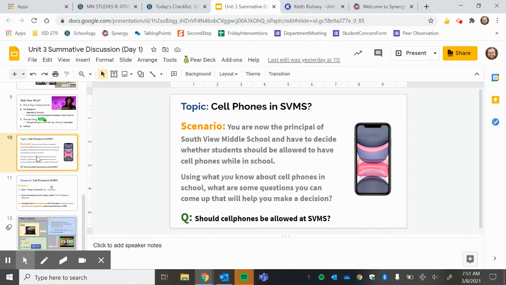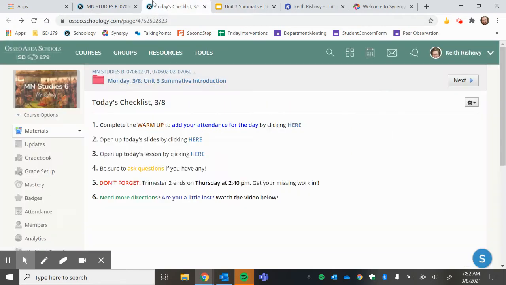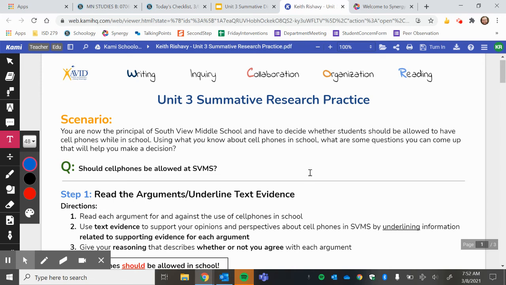Our topic is going to be cell phones in a made-up school called Southview Middle School, and whether or not we should allow cell phones to be in that school. Okay, and looking at those different arguments and doing quote-unquote research to get that done and form our opinions. So that brings us back to our third point of the checklist, which is opening up the lesson. Once you do that, it is a Cami, and it looks something like this.